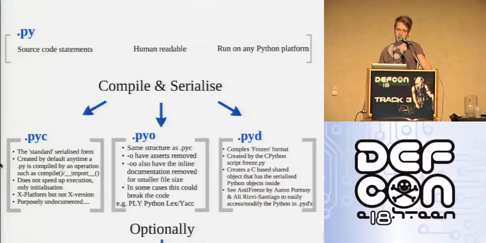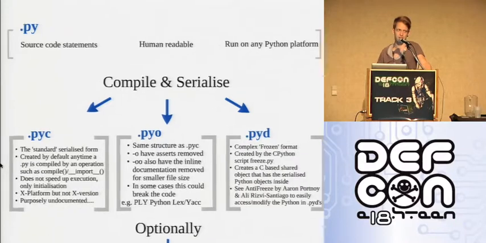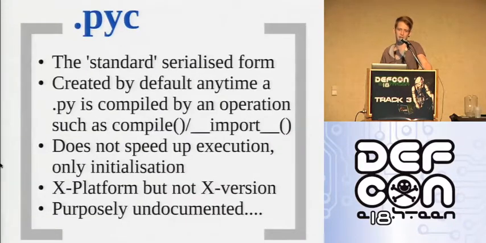Then there's the compiled and serialized versions of the Python language. pyC being the most ubiquitous one. It's a standard serialized form. We'll have a look at the format very quickly. Any time a py is compiled or imported, import obviously implicitly compiles, a pyC will pop out, which is the bytecode equivalent of the py.